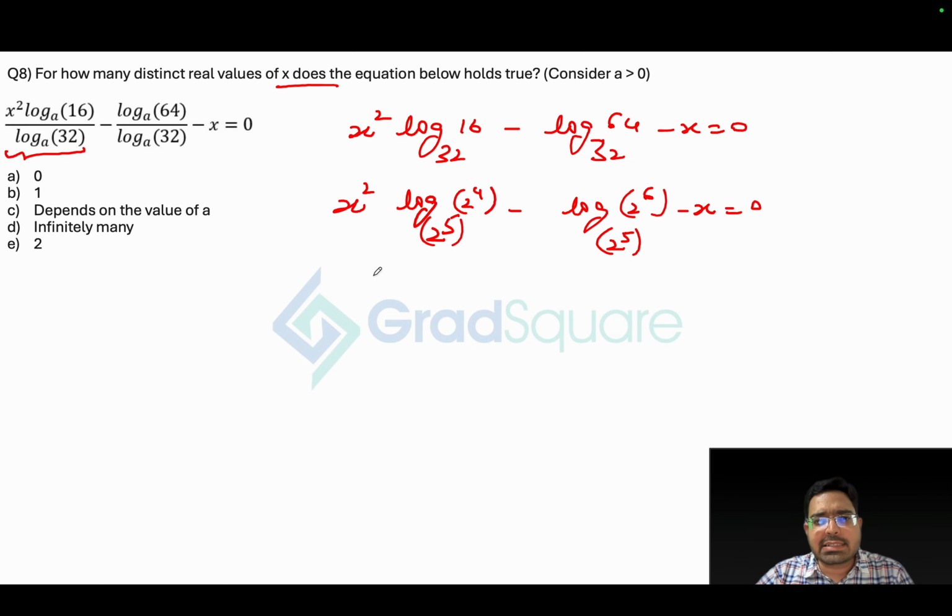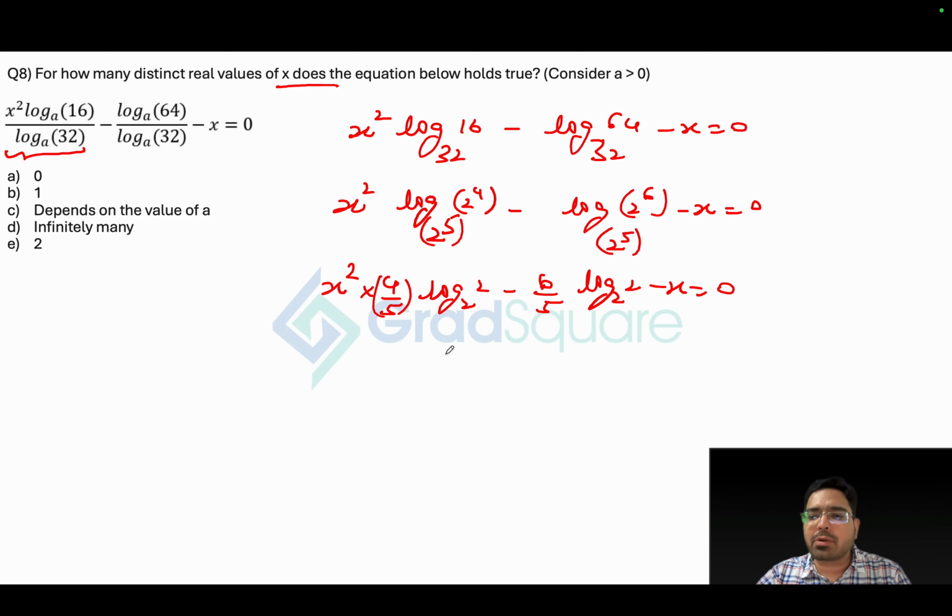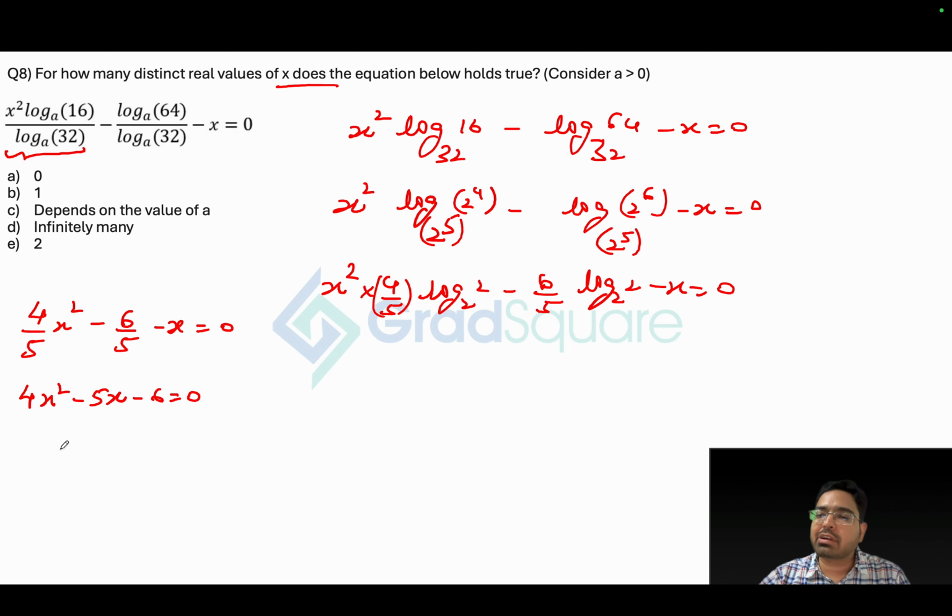This helps us rewrite this equation as x squared times 4 by 5 with the help of identities, log base 2 of 2, minus 6 by 5 log base 2 of 2, minus x equals 0. Log base 2 of 2 will be equal to 1. So we boil down to an equation 4 by 5 x square minus 6 by 5 minus x equals 0. Now go ahead and look at this. 4x square minus 5x minus 6 equals 0.